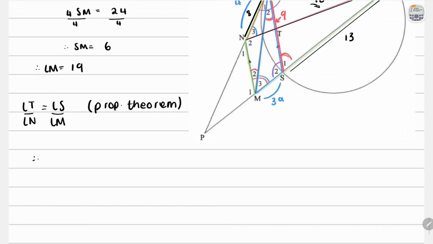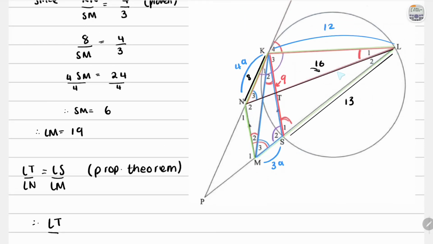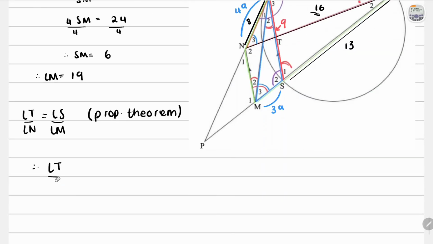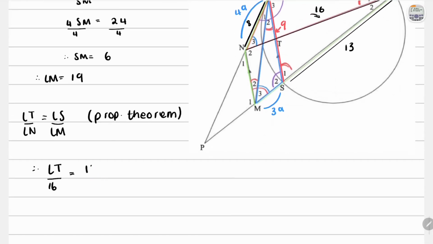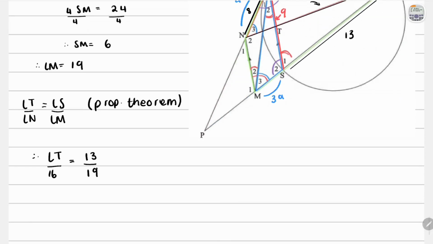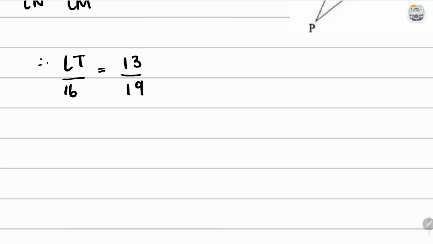LT is what we are looking for, so we'll leave that empty. LT over LN, that is this entire length, which they told us was 16 units. So over 16 is equal to LS, which is 13, over LM, which we found to be 19. And now we can finally find the length of LT.